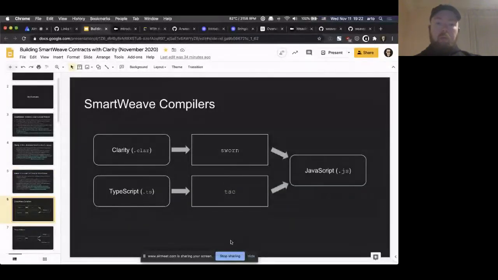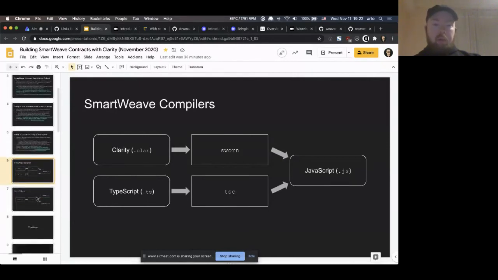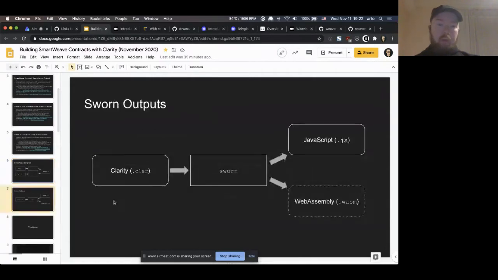Now, one way to think about where Sworn sits in relation to everything is that SmartWeave already supports a number of languages. Clarity is just one more. For example, nobody sane would be writing their contract in JavaScript per se. They would write TypeScript these days. And that means that they already have a compiler in the picture. They would already be utilizing the TypeScript compiler to get the final JavaScript to deploy. And given that, you could think of Sworn as sitting in a similar place, as in you can write your SmartWeave contract either in TypeScript, the default option so far, or you could write it in Clarity. In both cases, you need a compiler to get you the final .js that you're going to deploy onto the chain, or onto the Weave, let's say.